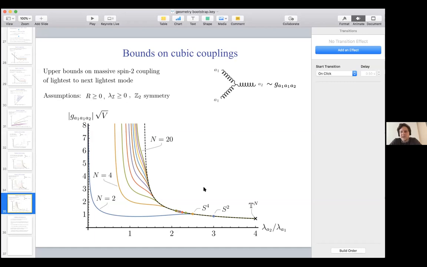Our hope would be that it's actually some interesting manifold that's not interesting just because of higher symmetry.